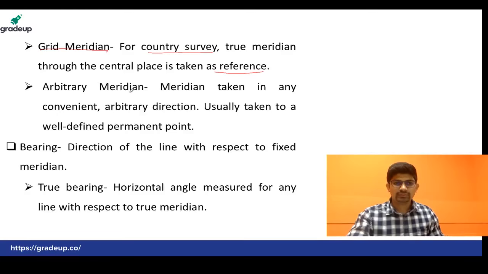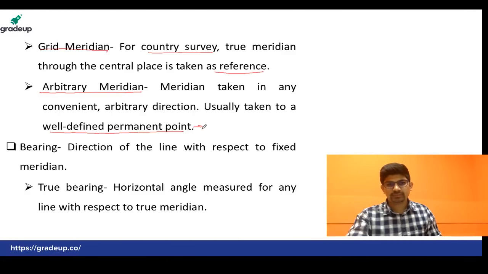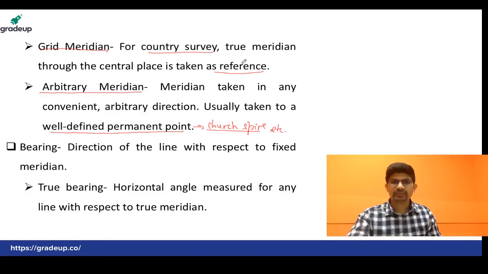However, there is one more kind, that is arbitrary meridian. This meridian is taken in any convenient or arbitrary direction, usually taken as a well-defined permanent point, like a church spire. So a church spire can also serve as an arbitrary meridian. So these are the four kinds: true meridian, magnetic meridian, grid meridian and arbitrary meridian.